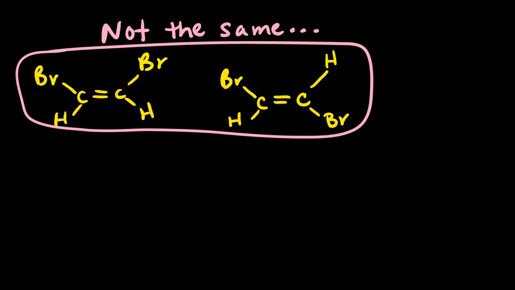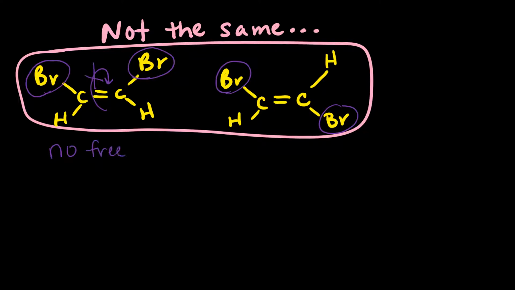Another time we have to be careful about where we place atoms is when we don't have free rotation about a given bond. So for example, putting bromines on the opposite side of a double bond versus on the same side of a double bond is not the same, because unlike a sigma bond, you don't have free rotation about a pi bond, so you can't just interconvert from one to the other by rotating. So these are actually not the same because there is no free rotation.